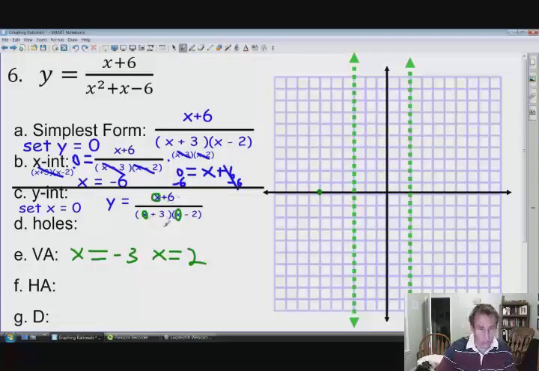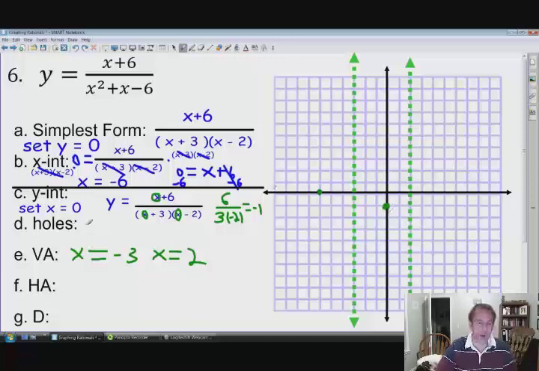Well, the 0 goes away, so we're just left with 6 divided by 3 times negative 2. And 3 times negative 2 is negative 6. And 6 divided by negative 6 is just negative 1. Cool. So when x is 0, y is negative 1. So that's going to be right here, another one of our intercepts there.